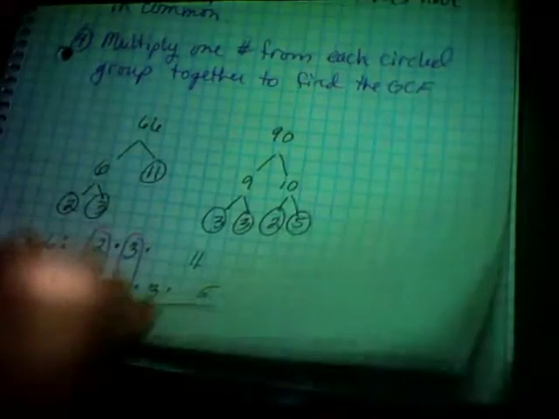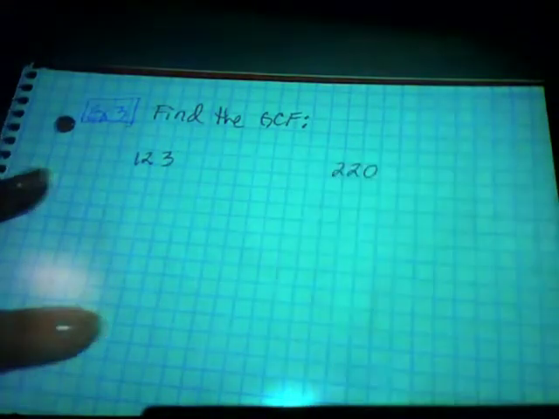Well, before I do that, I'm going to give you something that you probably won't be able to do in your head. So do this one on your own. Example 3. Follow the steps that we just took. You're going to find the GCF of 123 and 220. Use your divisibility rules. Get them down to their primes, so follow those 4 steps.